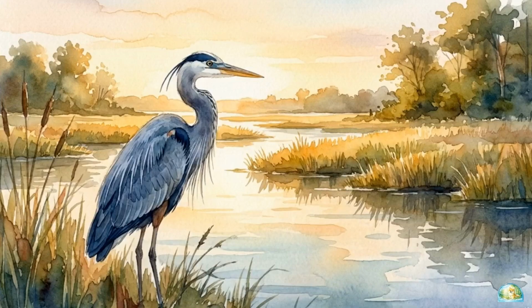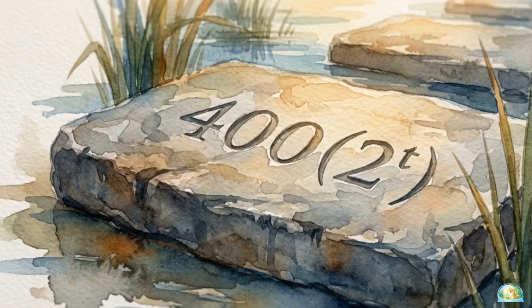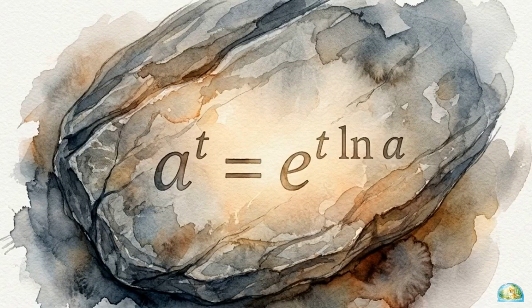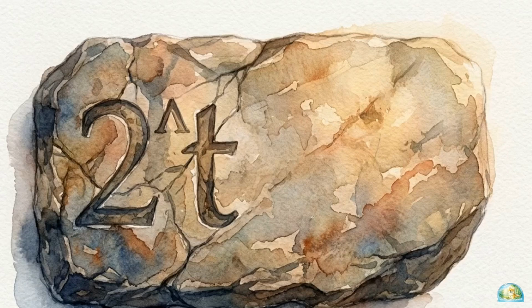Preparing to land, Wren encounters 2 different mathematical forms of lift that describe the exact same outputs. We need to reconcile 400 times 2 to the power of t and 400 times e to the power of t times the natural log of 2. We can show they are the same using the identity a to the power of t is equal to e to the power of t times the natural log of a.